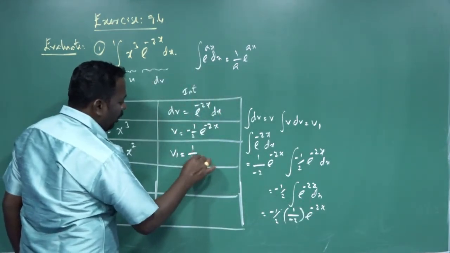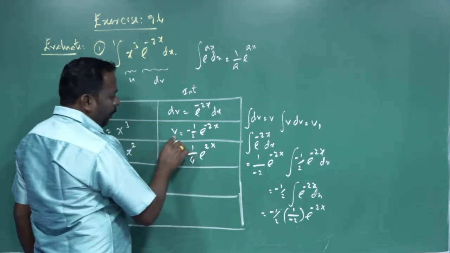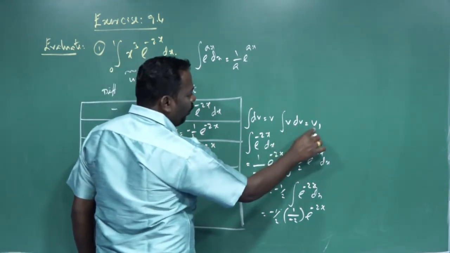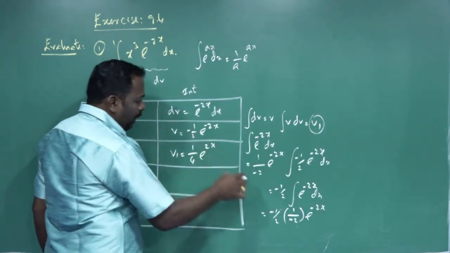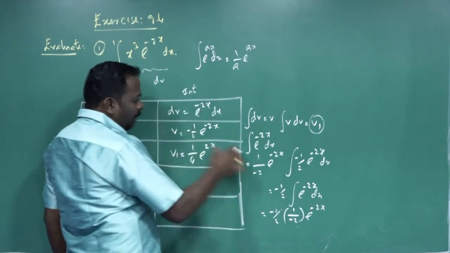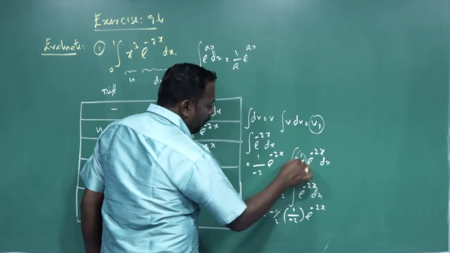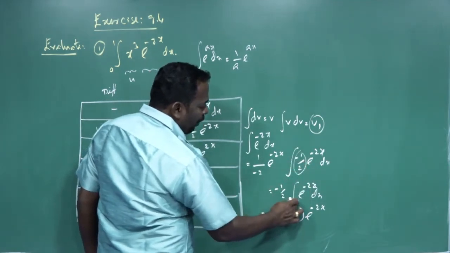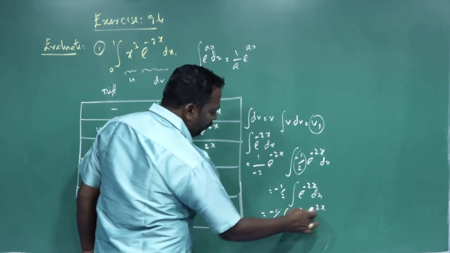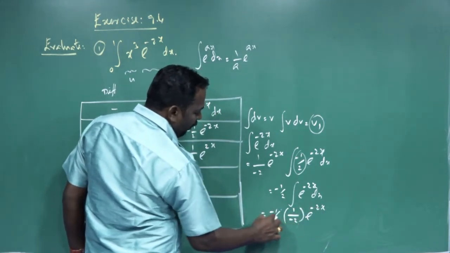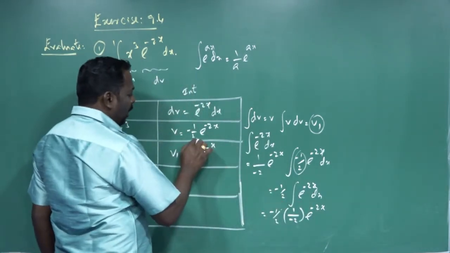Therefore, 1 by 4 into e power minus 2x is the integration of v. Integration of v into dv defined by v1 is the integration of the term minus 1 by 2 e power minus 2x dx. The minus 1 by 2 constant term we keep outside the integral. The integration of e power minus 2x becomes minus 1 by 2 into e power minus 2x. Now just multiply the terms: minus minus plus, 1 by 4 into e power minus 2x. That is the integration of this previous term.